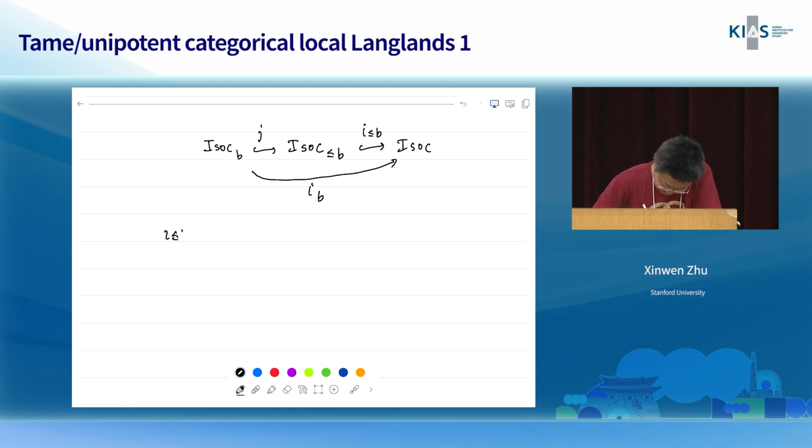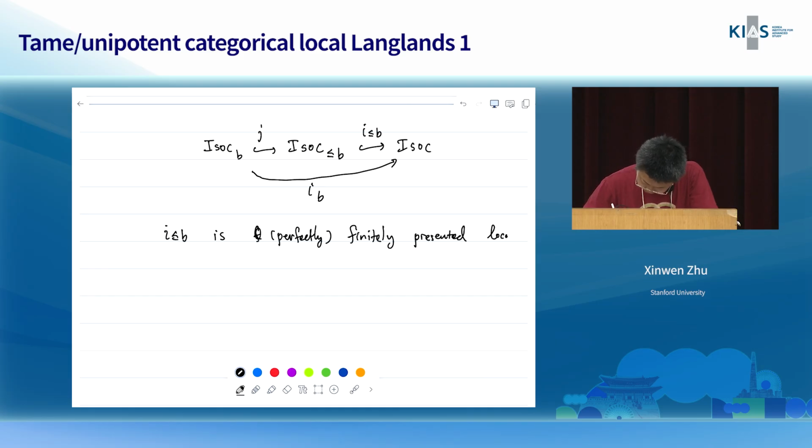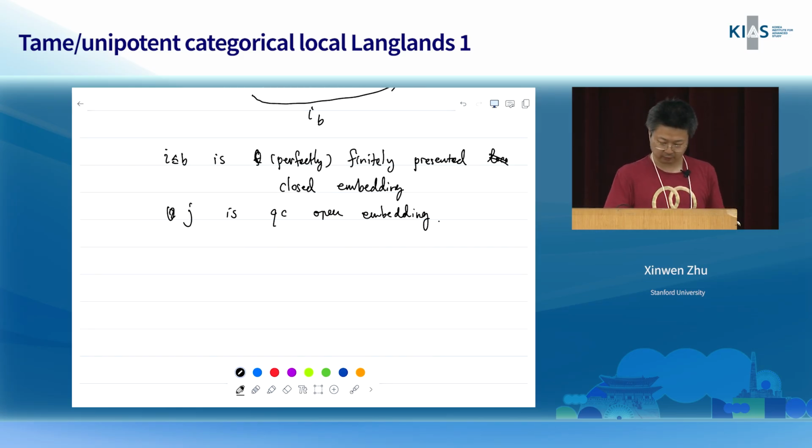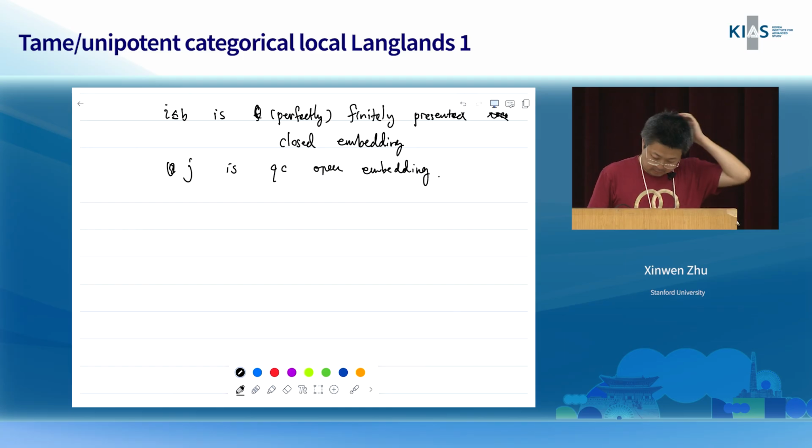The important thing is that this one is a finitely presented, or perfectly finitely presented, closed embedding, and I of J is a quasi-compact open embedding. Okay, so this is the basic structure. Quasi-compact open would also mean it's a finitely presented embedding. All right, okay.